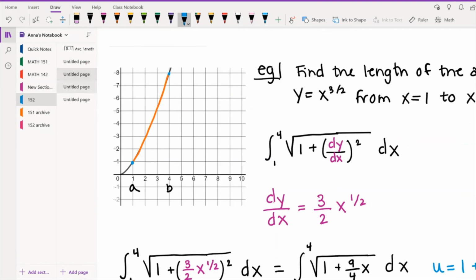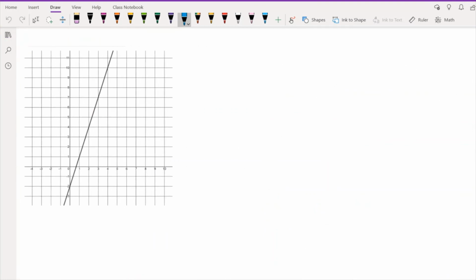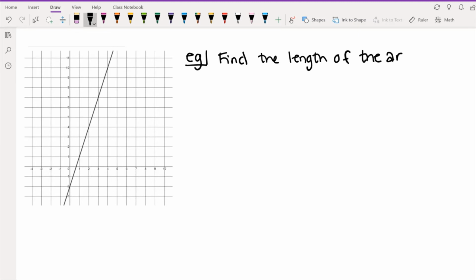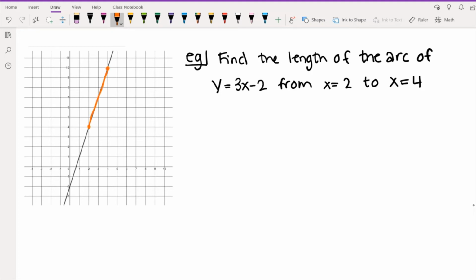Okay, so the next example I want to do is actually one where you could just use the distance formula, but I just want to show you that it still works. So in this one, I want to find the distance or the arc length, and we can still call it an arc even though it's a straight line. So find the length of the arc of y is equal to 3x minus 2 from x is equal to 2 to x is equal to 4. So that's going to be this portion here.